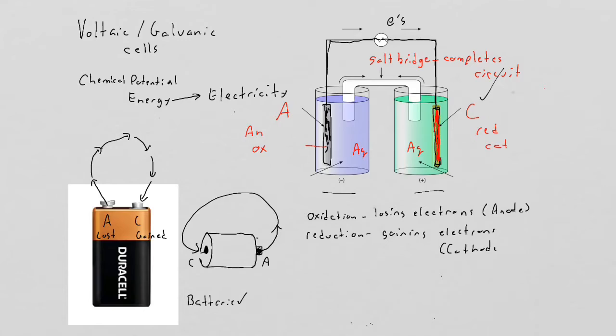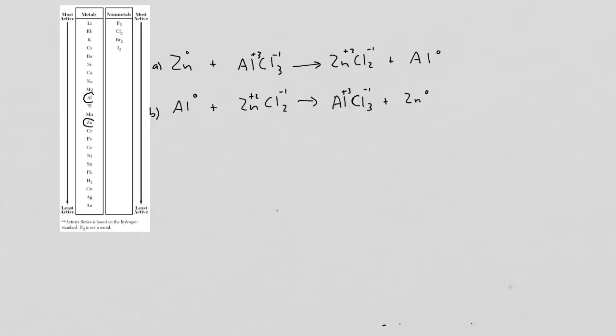The reaction is spontaneous. You can always identify the anode by the direction of electrons flowing. Electrons always flow away from the anode towards the cathode, and there's a salt bridge that completes the circuit. All right, so this old diagram here, this is table J, I think, in your reference tables, okay?